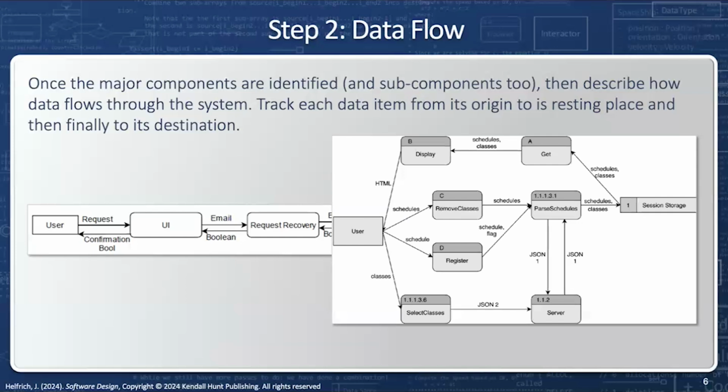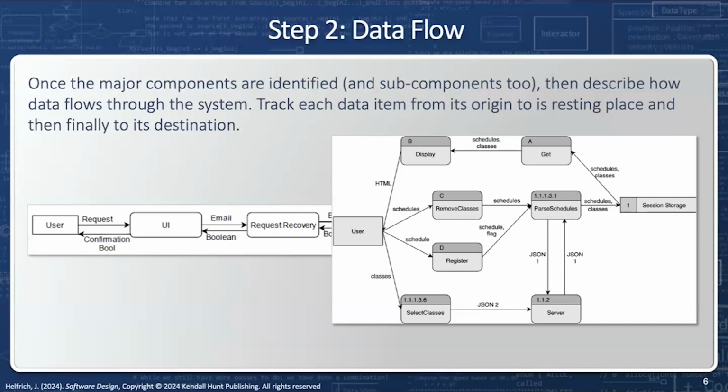Here's a more complex data flow diagram. And again, we have 1, 2, 3, 4, 5, 6, 7 different verbs, from display to get to remove to register to select. And each of these things is going to perform an action. I'm going to have one data store on the right, session storage, and one interactor on the left. And I'm going to understand how the data is going to transition between the different processors as it moves from the interactor, the user, all the way to the data storage, and how it gets back to the user.